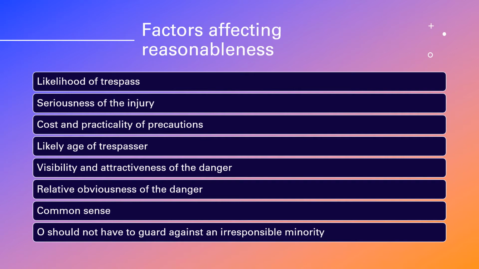So how likely is it that people are going to trespass onto the land? How serious is the injury? Cost and practicality of precautions we dealt with already. How old is the trespasser? So if the person's younger, we need to be taking more care. Visibility and attractiveness of the danger. This concept of allurement with respect to children, for example. Relative obviousness, we've talked about that as well, haven't we?